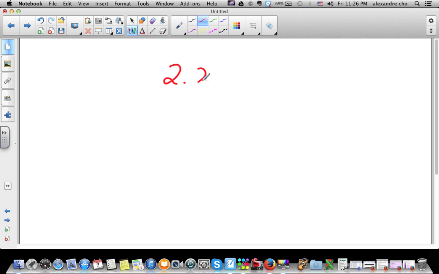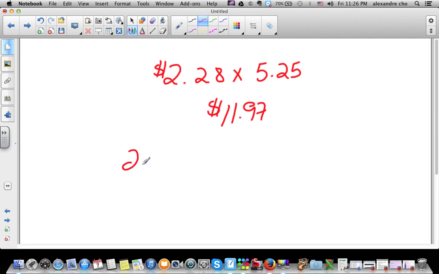This is how much it costs for 1 pound, multiplied by how many pounds I bought, 5.25. So I'm going to multiply 2.28 times 5.25, and you should get an answer of $11.97, which is what her total is. But she takes it to the register. She gives in a $20 bill, which I'm going to write with a decimal and 2 zeros, and I'm going to subtract the price of kale.